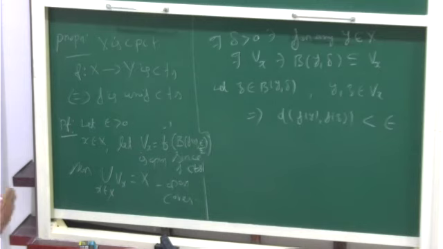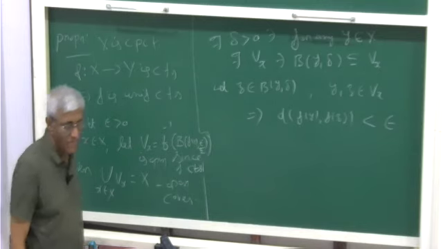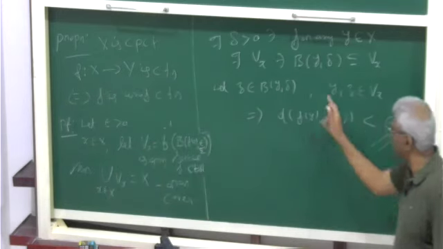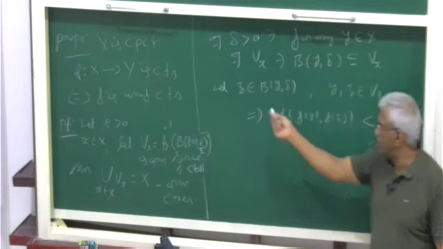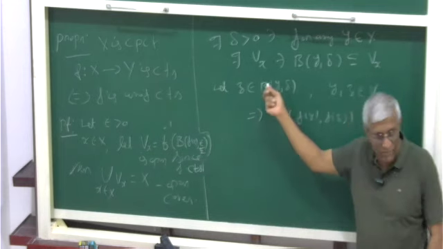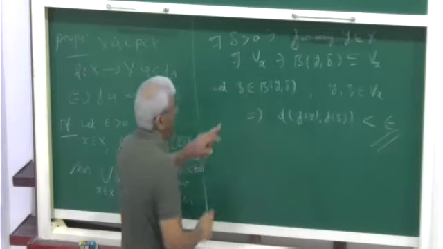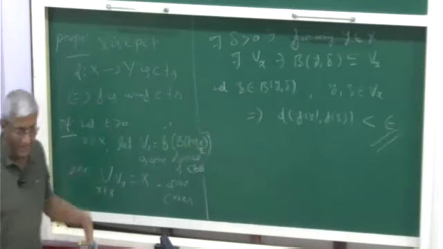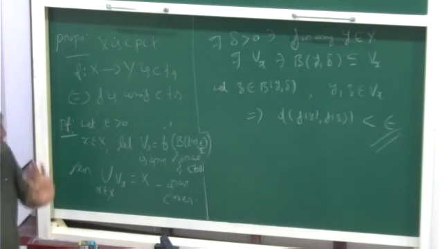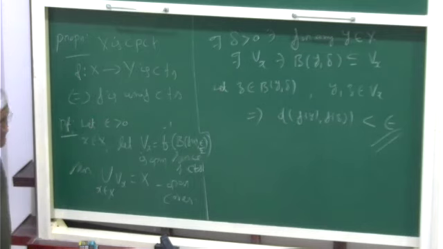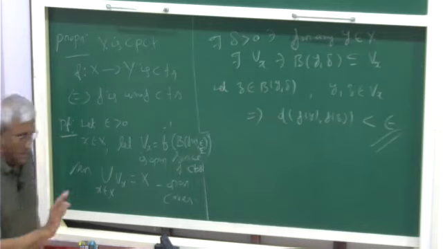You can prove it in other ways also. This is what we wanted to prove. If z is in B of y, delta for any y, which is equivalent to d of y, z less than delta for any y and z, then d of f of y, f of z is less than epsilon. This is what uniform continuity means. We have got a uniform delta for any y and z.